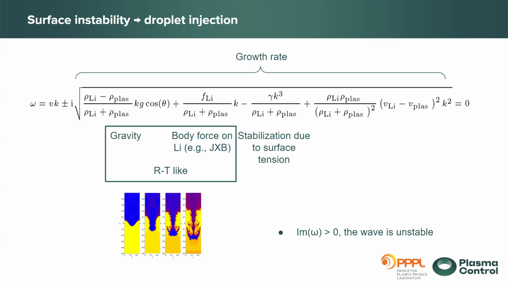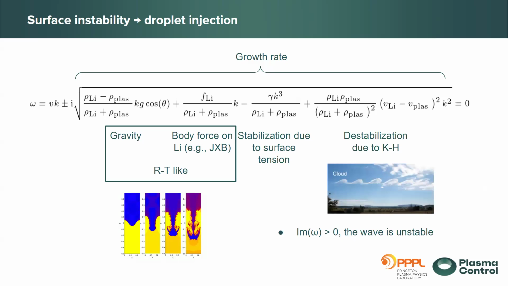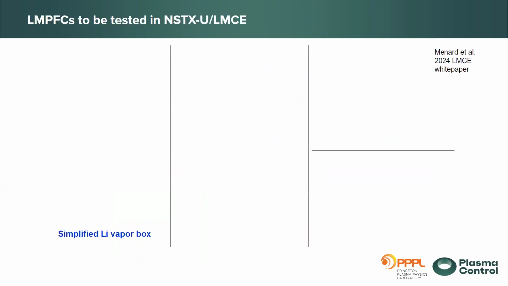You have this negative term in the growth rate, which correlates to stabilization due to the surface tension. And for the last term, you can see the relative velocity difference between the lithium and plasma gives you this destabilization of the Kelvin-Helmholtz instability, just like the waves we sometimes see in clouds. Just keep in mind that when the imaginary part of this growth rate is larger than 1, the wave becomes unstable and you're facing ejection events. Also, the only negative term, the only stabilization term in this equation, relies on the surface tension.